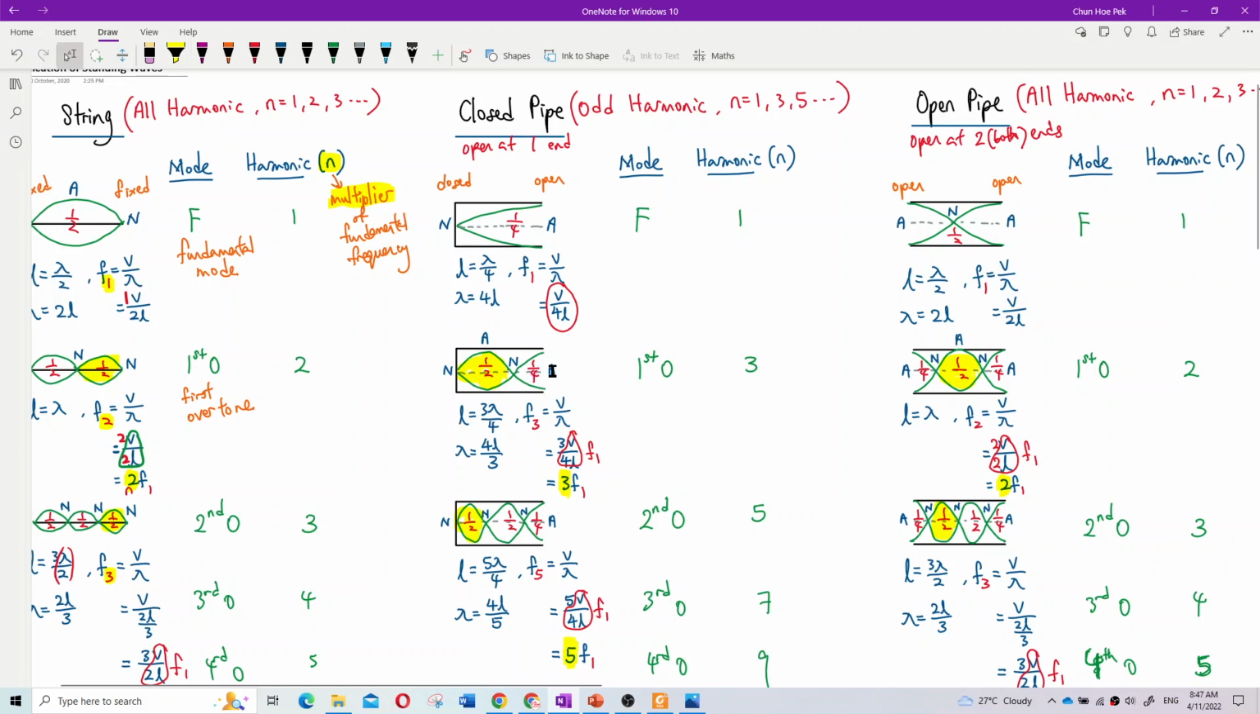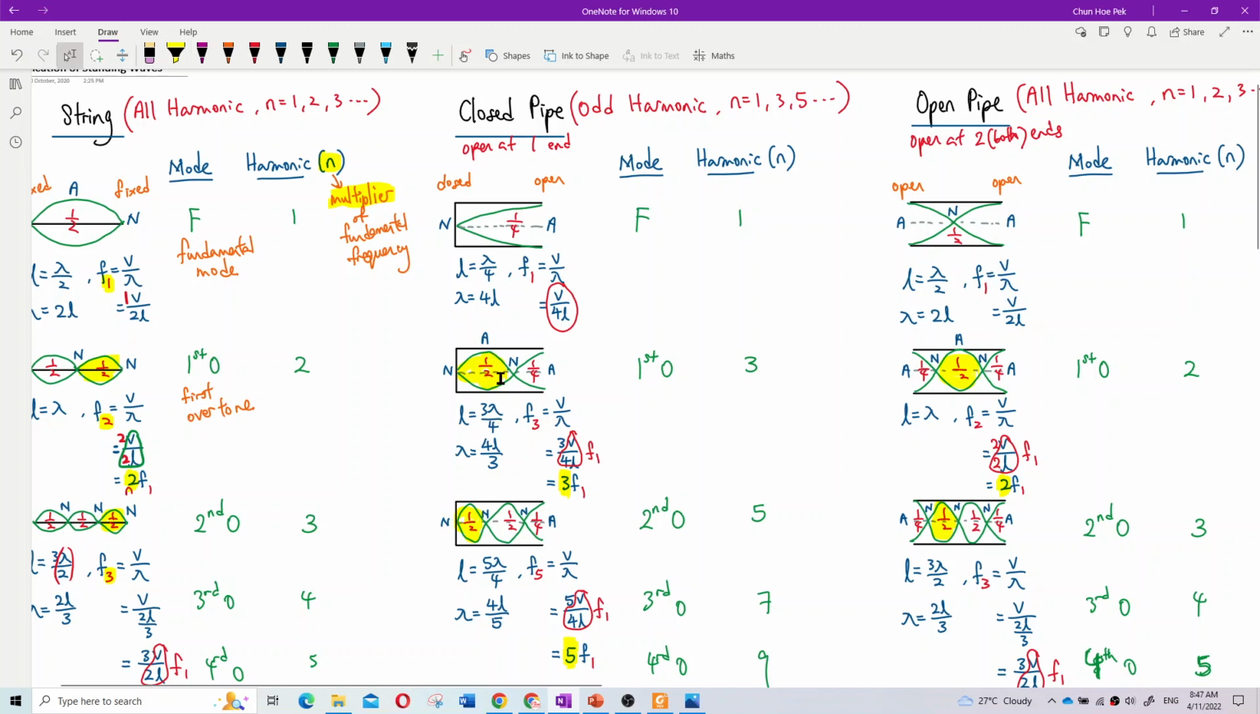Class, look at the second one. For the second one, we add another half lambda, and the next one also adds another half lambda. So I put a half lambda there. This is half lambda plus 1/4 lambda. So half lambda plus 1/4 lambda equals how many lambda? 3/4 lambda. Correct or not, class?